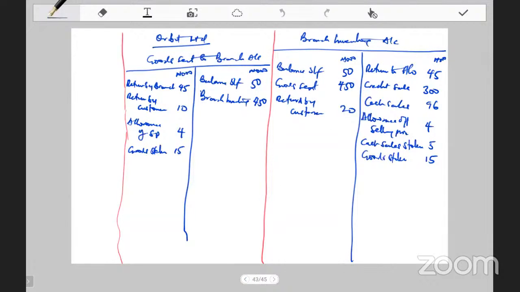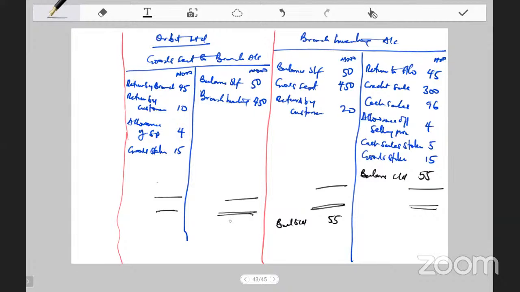The last item is balance carried down, which is 55. And it comes here as balance brought down, 55. And then that equally comes in. Balance brought down, 55. Balance carried down, 55. Class, I am through with all the adjustments in what we have in the question.